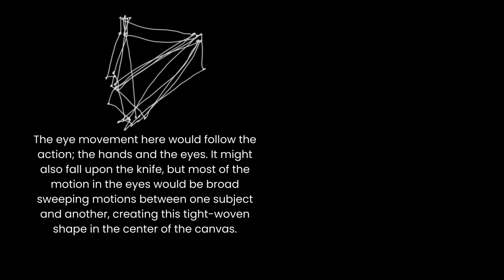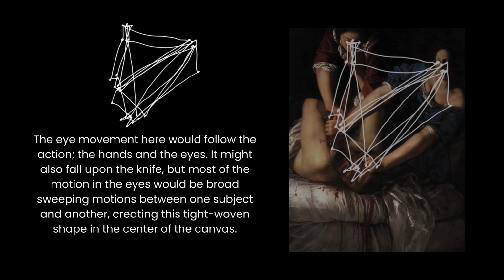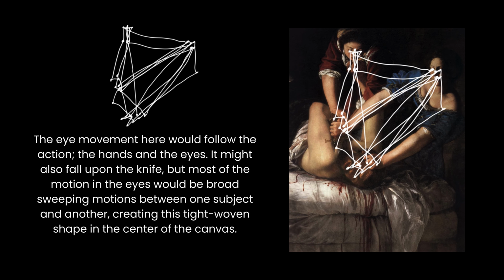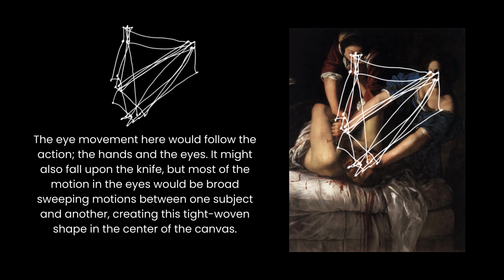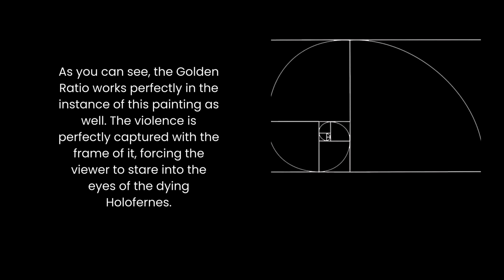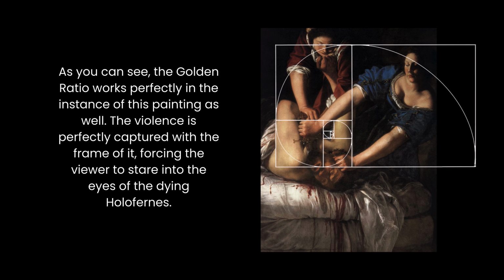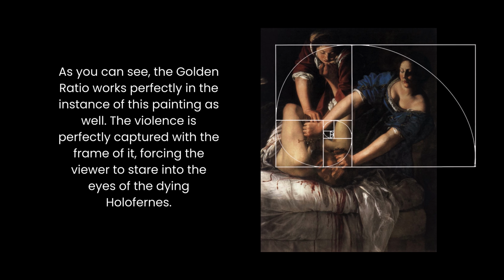The eye movement here would follow the action, the hands and the eyes. It might also fall upon the knife, but most of the motion in the eyes would be broad sweeping motions between one subject and another, creating this tight woven shape in the center of the canvas. As you can see, the golden ratio works perfectly in the instance of this painting as well. The violence is perfectly captured within the frame of it, forcing the viewer to stare into the eyes of the dying Holofernes.